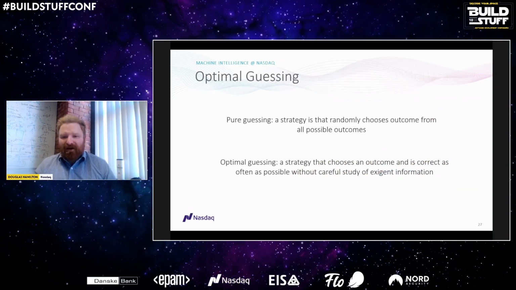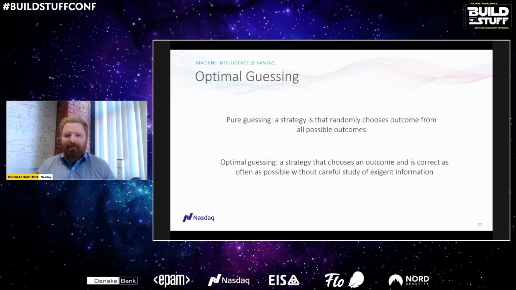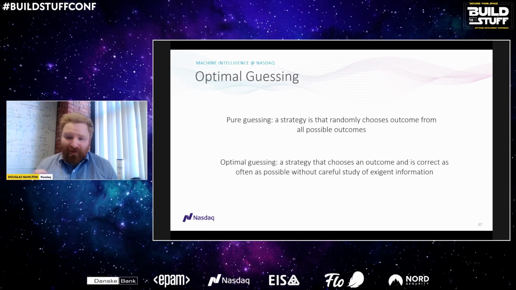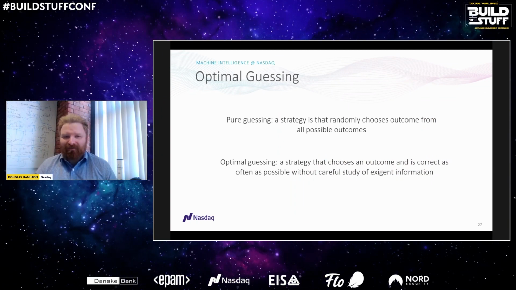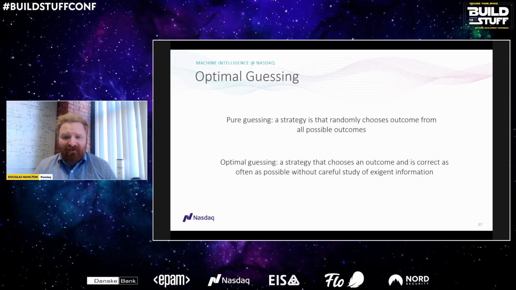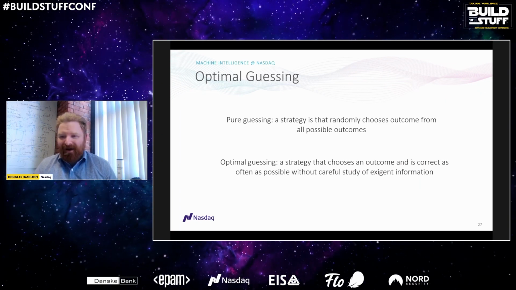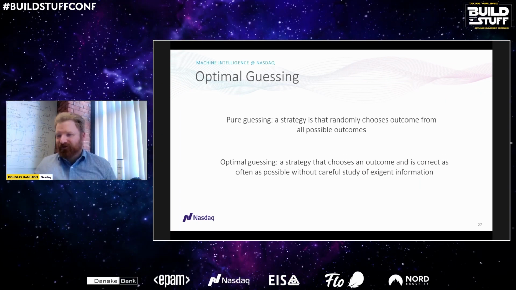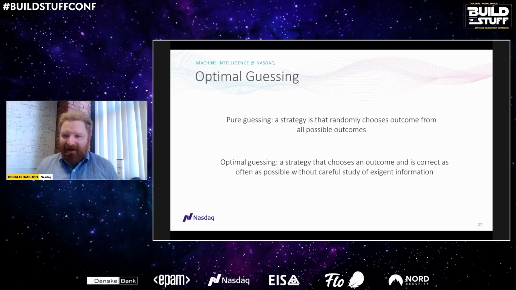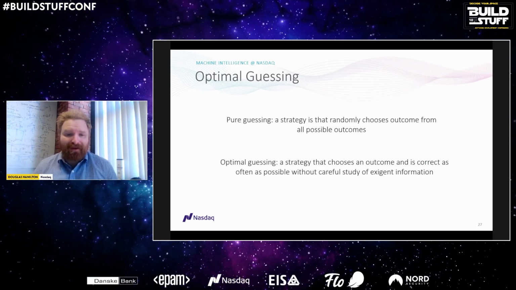Before we move on to the closeout, we'll briefly discuss something called optimal guessing. This is really important also in many systems because a lot of the times, particularly in low latency systems, we don't have huge amounts of time to consider huge amounts of information. So we'd like to make a guess that's really good, really quickly.